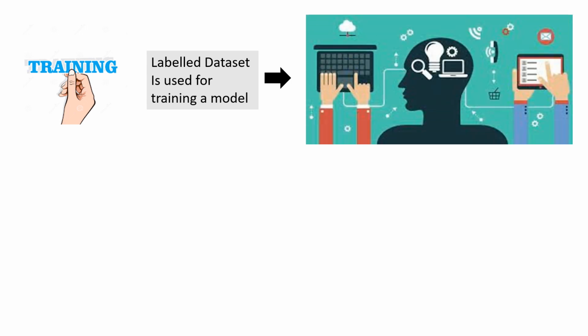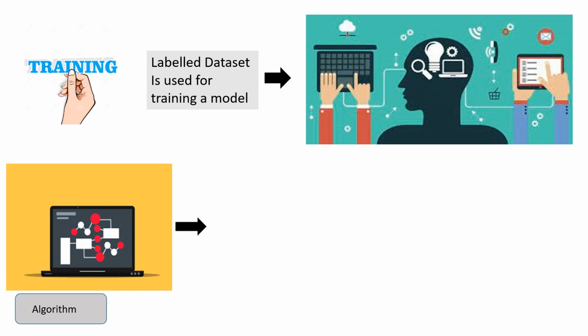So a labeled data set is used for training a model. As previously discussed, for supervised learning we need a labeled data set to train SVM. And SVM is a supervised learning algorithm. SVM is said to be a supervised learning algorithm because SVM requires a labeled dataset to train a model.